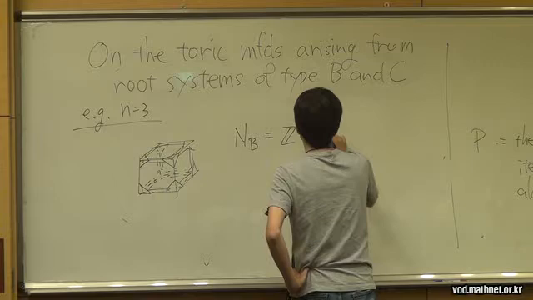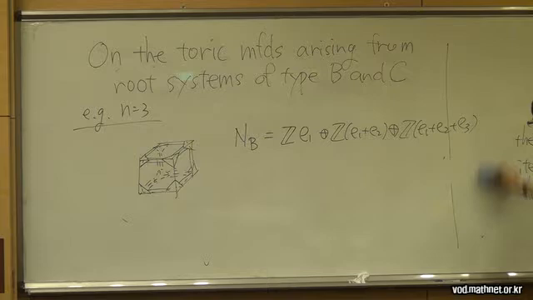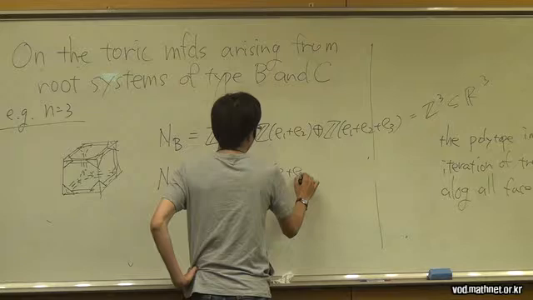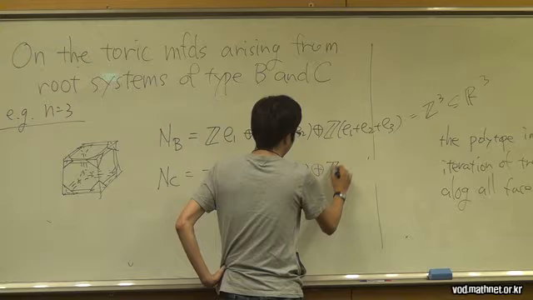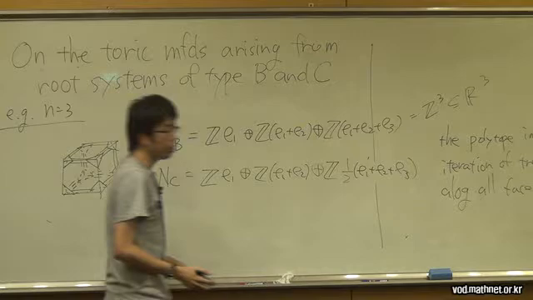This plus this. Well, it might look a little silly because this is just equal to the standard Z^3 in Euclidean space. But for type C, our lattice is given by this, which is the same until here. The generators are the same, but here we have a factor 1/2. So there's a slight difference.